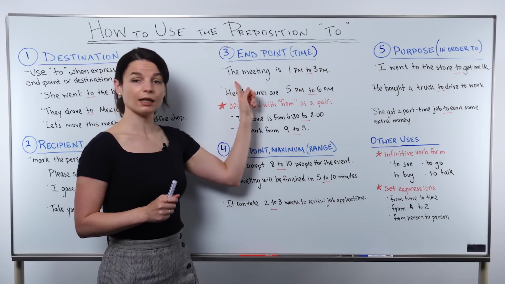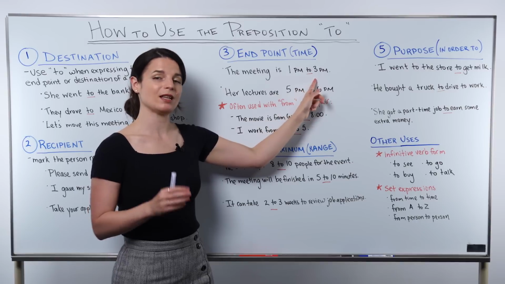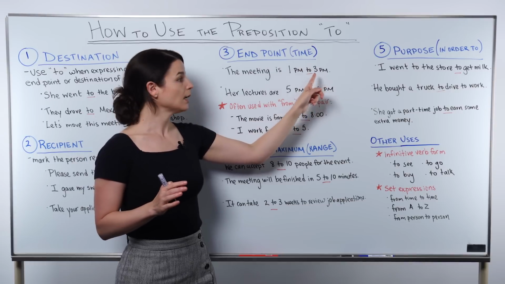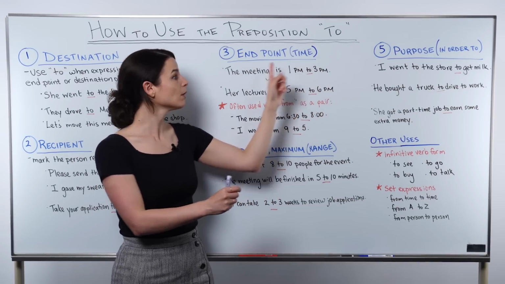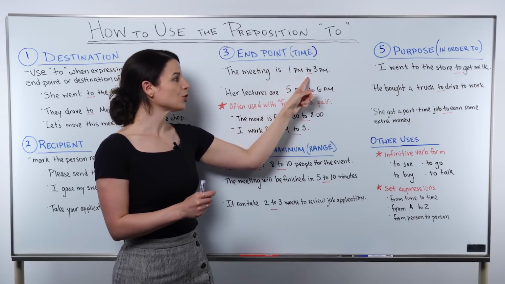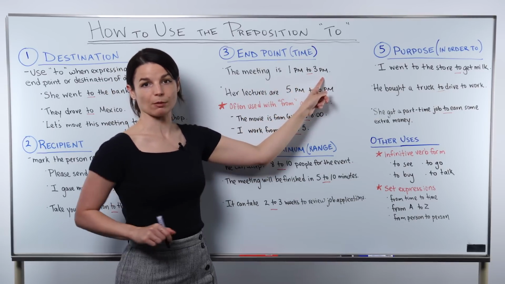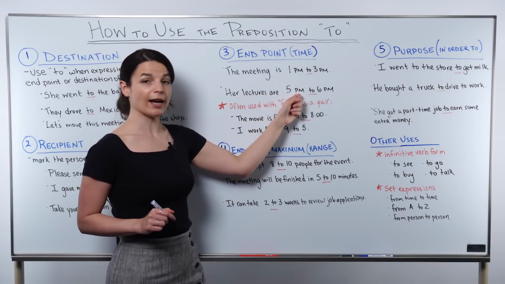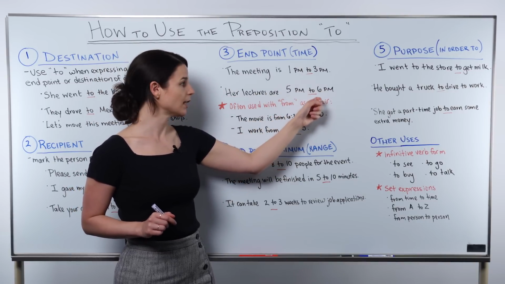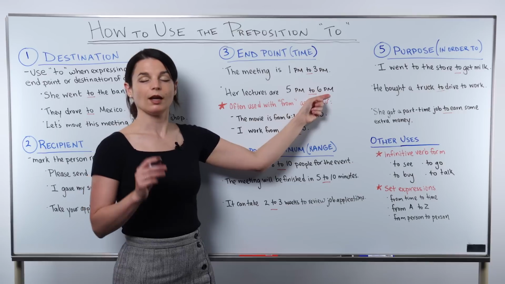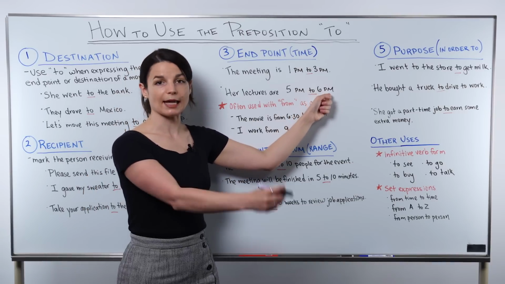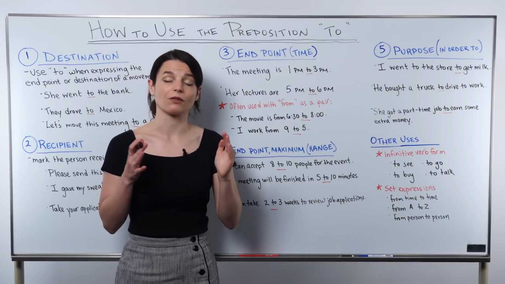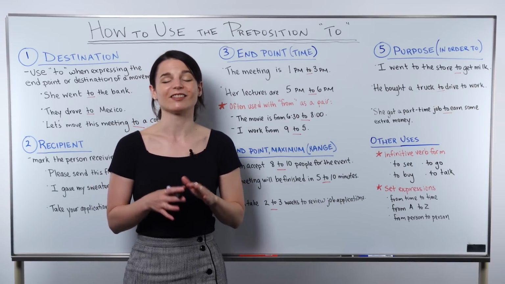First, the meeting is 1 p.m. to 3 p.m. Here, "to" is before 3 p.m. It marks the end point for the meeting, okay? So we put "to" before the end time of something. Let's look at one more example. Her lectures are 5 p.m. to 6 p.m. Again, we have "to" before the end point, the end time for the lecture. So this is a very, very common use of "to." We use this all the time.